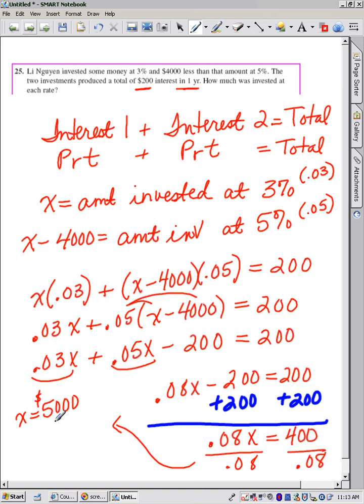What does that represent? X is how much we invested at the 3%. So we invested $5,000 at 3% interest. How much should we invest at 5%? Well, that was 4,000 less than what we invested. That would be 5,000 minus 4,000, $1,000 invested at 5%. You could check this out. 5% of 1,000 is 50. 3% of 5,000 is 150, and 150 plus 50 is $200 interest.